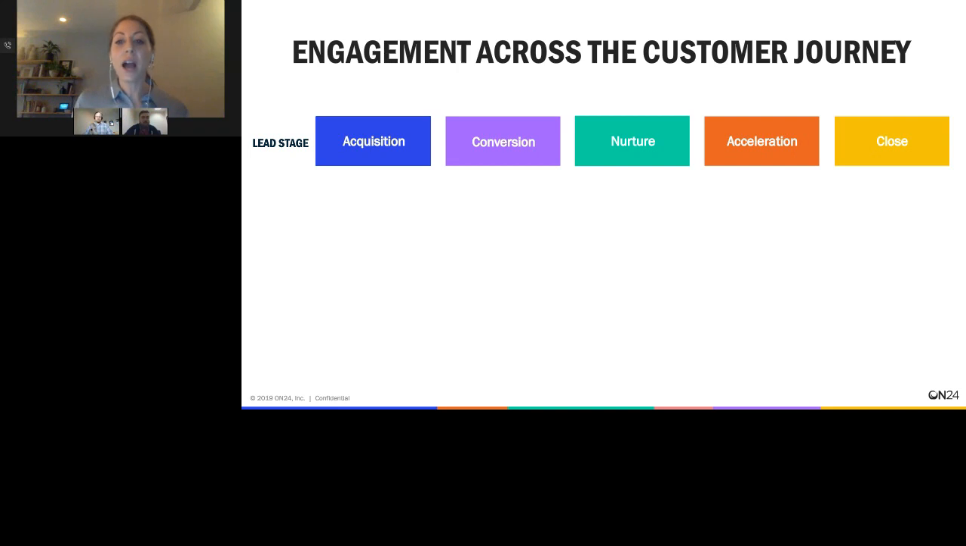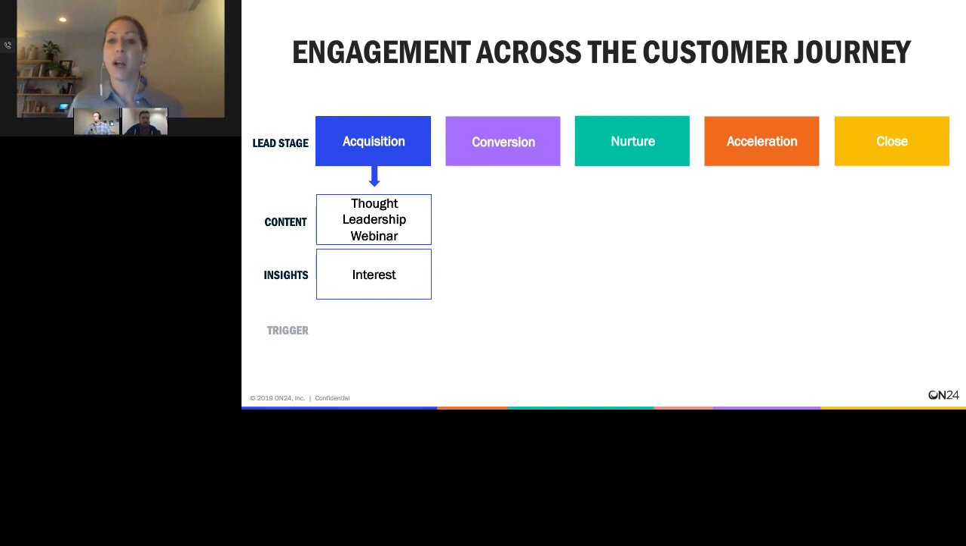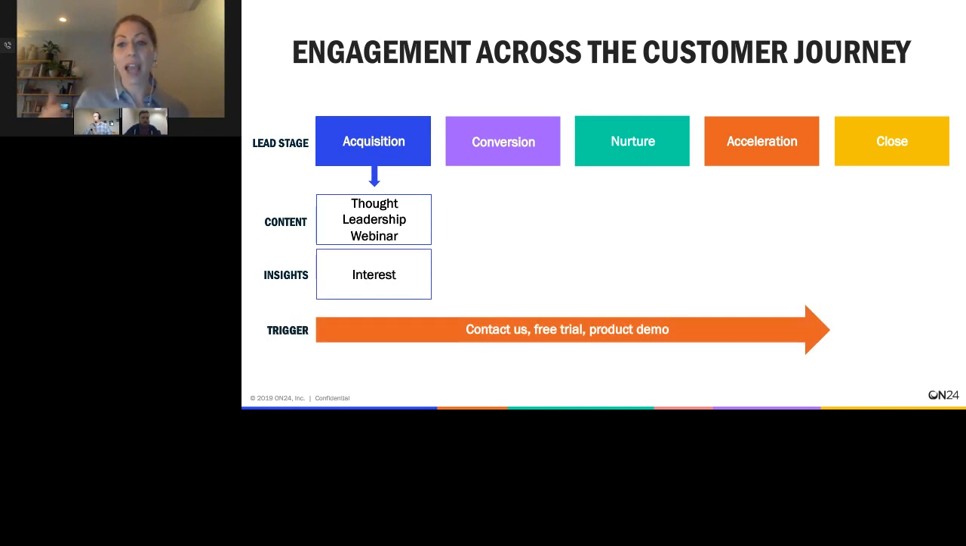So we see the customer journey as not being linear, but at some point throughout their learning process, throughout their engagement with us, there is an acquisition phase, a point of conversion, a point of nurture and/or acceleration. Those two things could both happen. They aren't necessarily mutually exclusive. You might not necessarily need to nurture a lead. And then there's a close to customer cycle. So for us, what that looks like at On24 is we line up content for every piece of that.